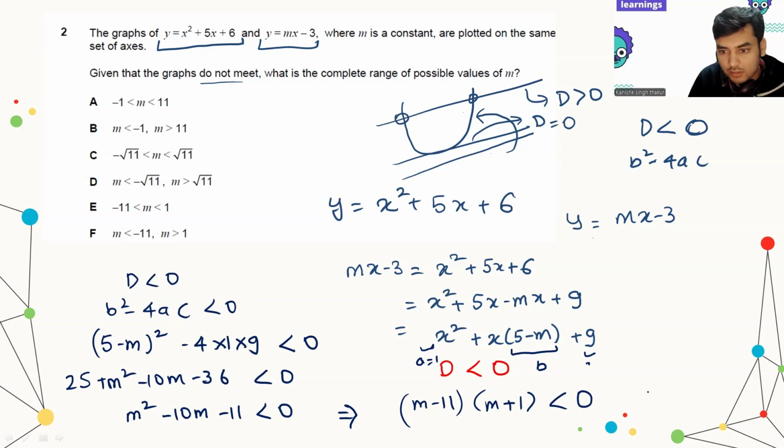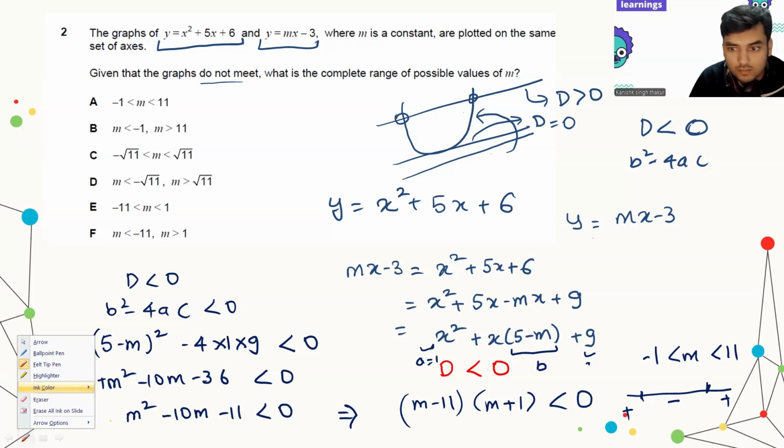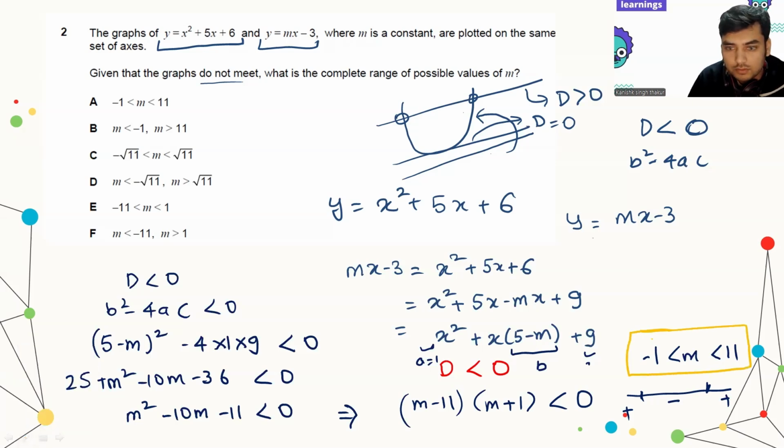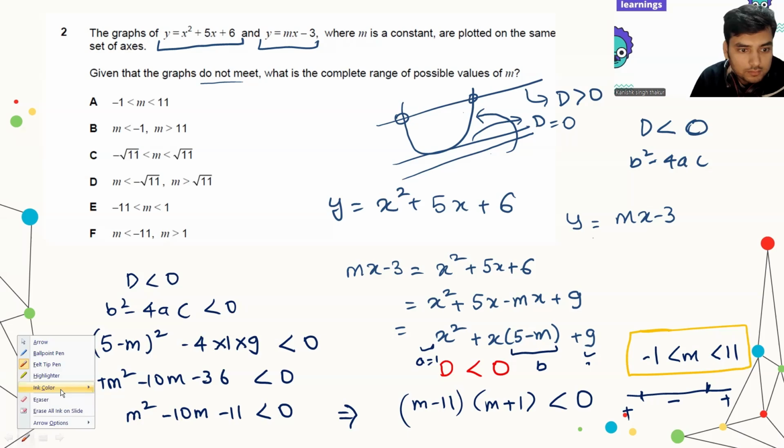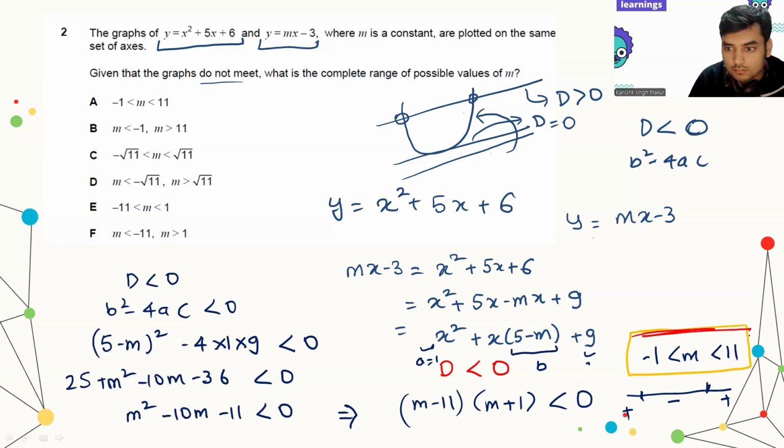So what should be the value of m to get lesser than 0? I'll put something here more than 12. You will get positive, here negative, and then positive. So what is the value of m? Minus 1 to 11, isn't it? This would be your solution, minus 1 to 11. Okay, that's it. So which is there in the options? It is option A, right? So this is how you have to do it.